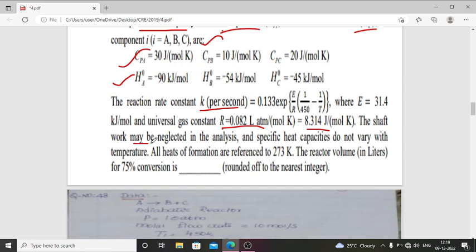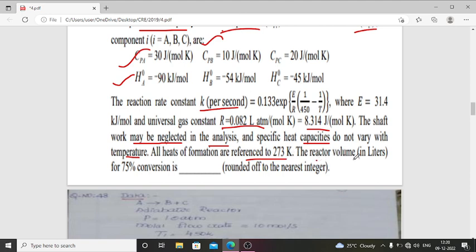The shaft work may be neglected in the analysis, and the specific heat capacities do not vary with temperature. All heats of formation are referenced to 273 Kelvin. This is the reference temperature, 0 degrees Celsius or 273 Kelvin.